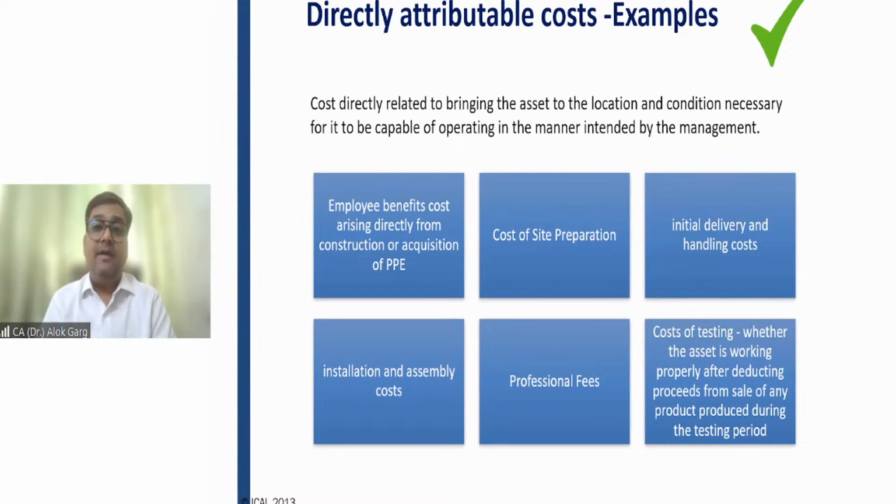But let's say the metro is doing a trial run and they are selling the tickets at 50%, or the theater is doing the trial run and they are selling 25% tickets at 25% cost. So trial run cost is capitalized, but whatever money is coming in from the trial run has to be deducted from the cost of the asset.